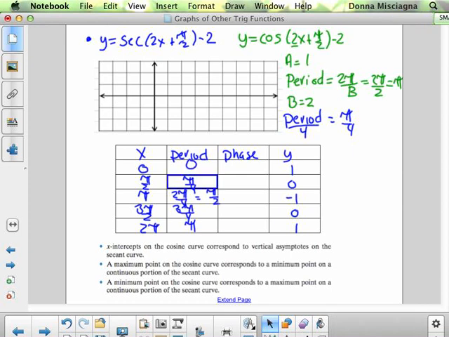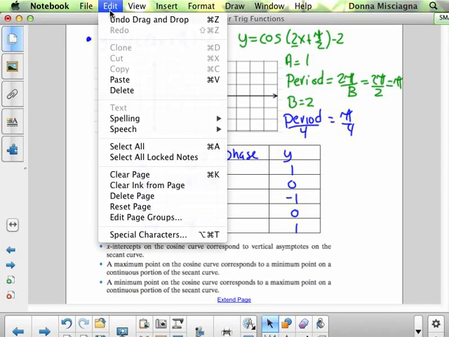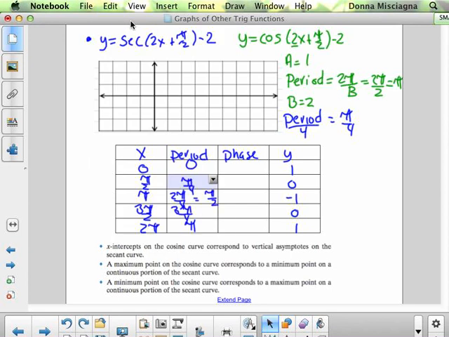Let me undo that. You really can't move things, so I hope you can read that okay. It's pi fourths, 2 pi fourths, 3 pi fourths, and pi. I could maybe rewrite that bottom a little bit nicer, because there's just not quite enough space. 2 pi fourths, 3 pi fourths, and pi. There we go. So we have our x values, our period change.